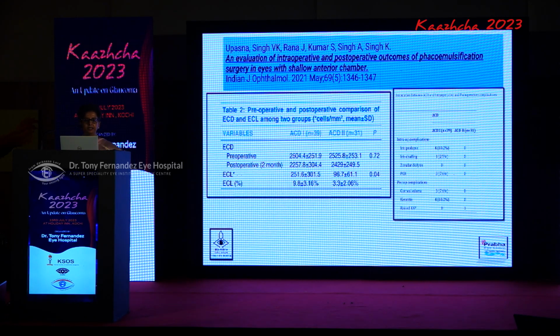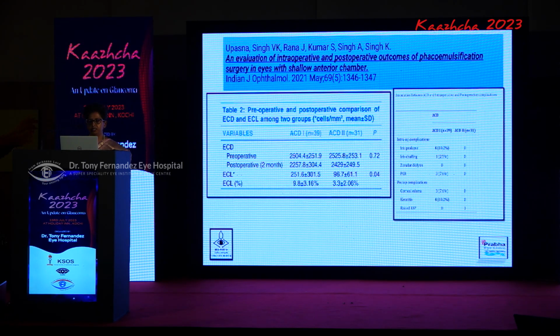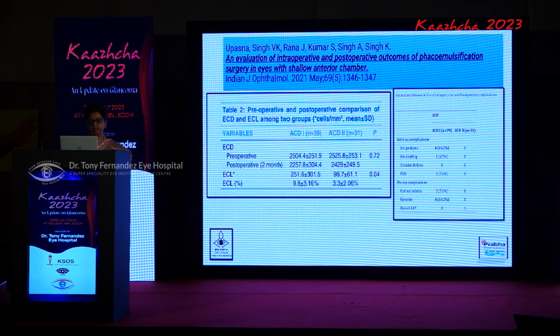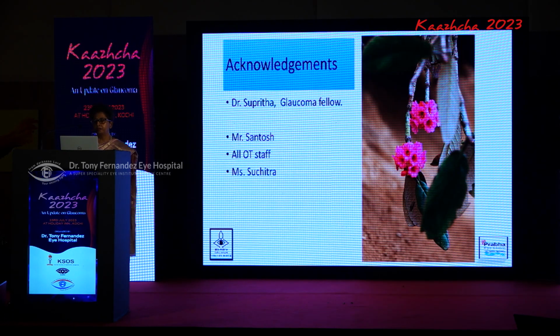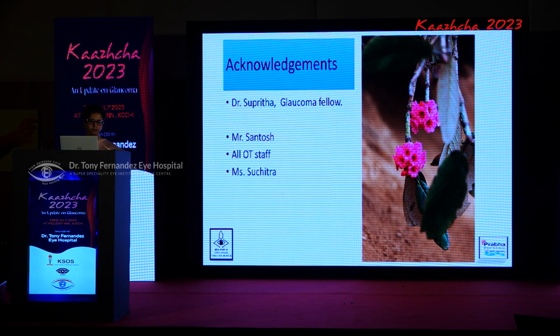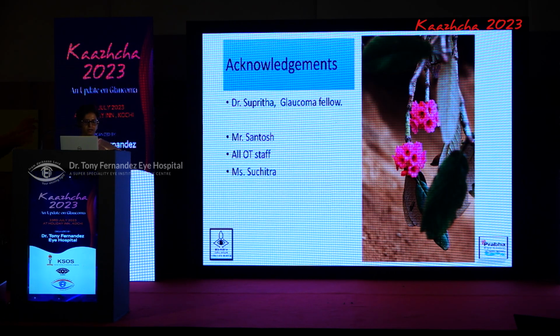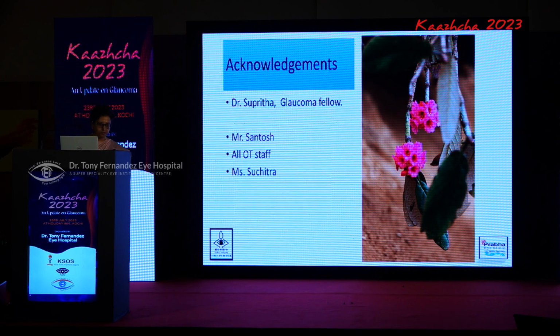In this paper which was published in the IJO, these eyes have more incidence of complications. If you compare the normal AC depth eyes to the shallow AC depth eyes, the endothelial cell loss is more and the number of complications are more, as you can see in these tables. So one should be alert and should have an operative plan to tackle all of these things when you are going in to do a phaco in an eye with a shallow anterior chamber. So those are just a few tips. I would like to acknowledge the help of my fellow in collecting the videos and my OT staff for editing the videos for me. Thank you.